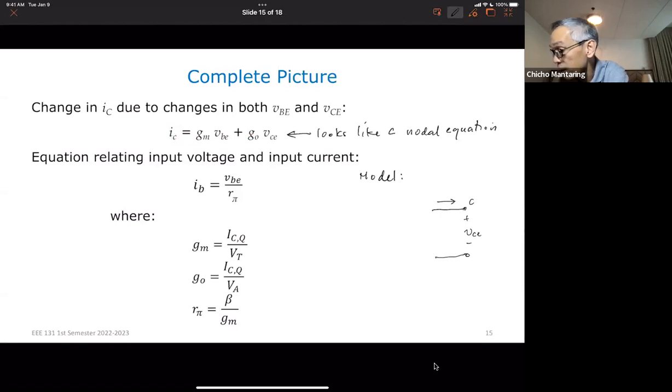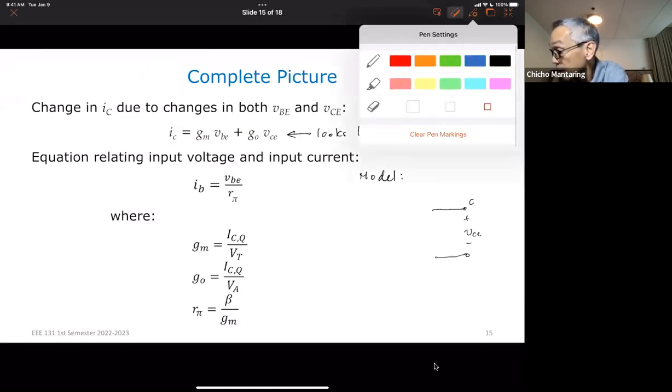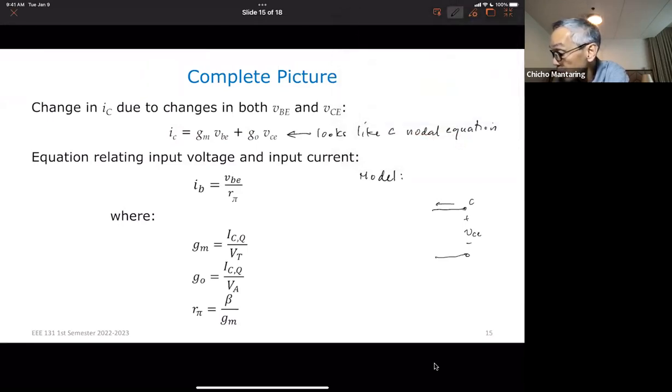This is now the wrong direction. This is now I sub c. So I sub c will flow into two branches. Okay, it will flow into two branches, like so.